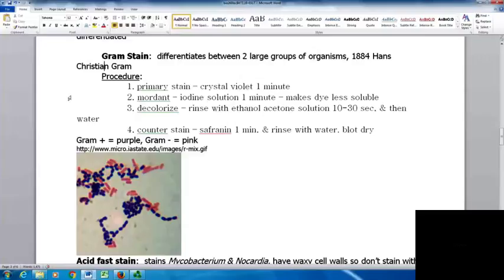Here you rinse with ethanol and acetone for 10 to 30 seconds and then with water. This is one step where sometimes people will get a little bit carried away and actually rinse the organisms clear off the slide. Finally, you use a counterstain. Safranin is placed on the slide for 1 minute, and then it's rinsed with water and blotted dry.